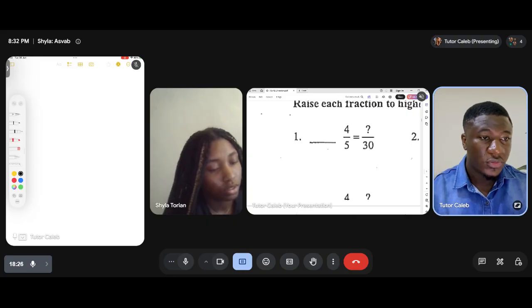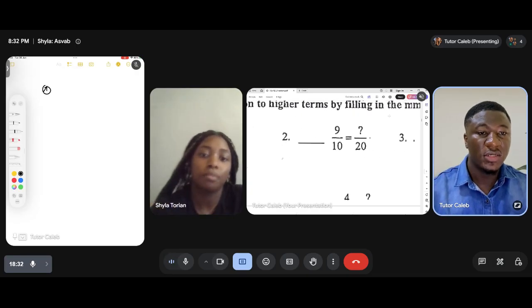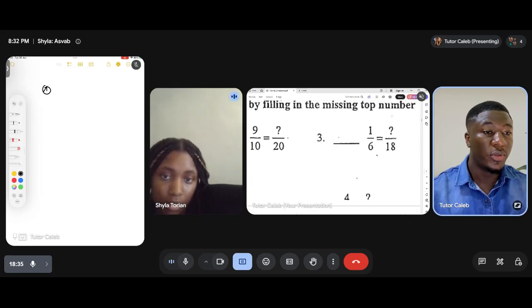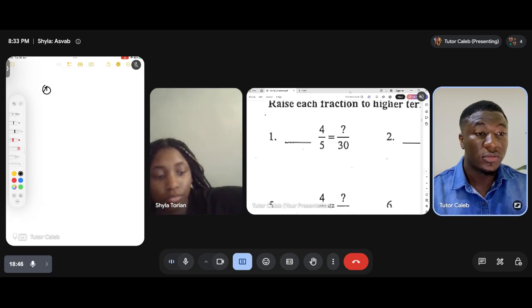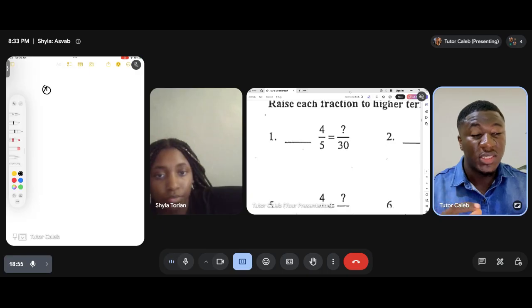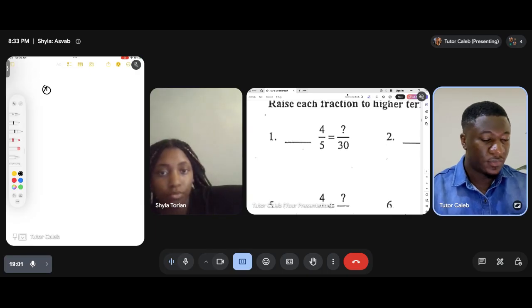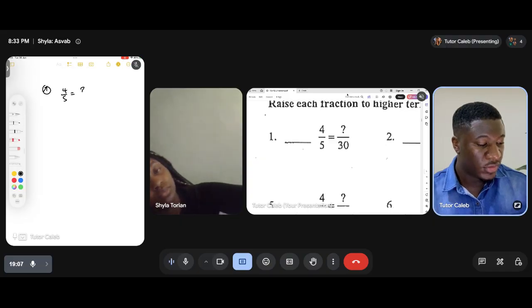So you can see here that question 1 says to raise each fraction to higher terms by filling in the missing top number. Now, there are many ways to do this, but there's one way I want to teach you because I want you to start getting familiar with proportions. Remember the questions on proportions I was solving? I was saying like a quantity divided by another quantity is equal to a missing quantity divided by the other quantity. Remember that? Now, we have here 4 over 5 equals something missing over 30.